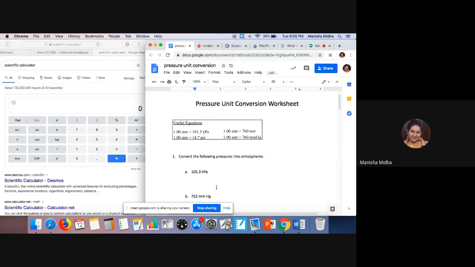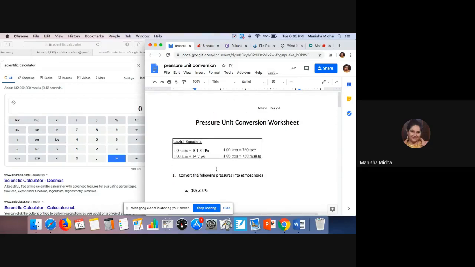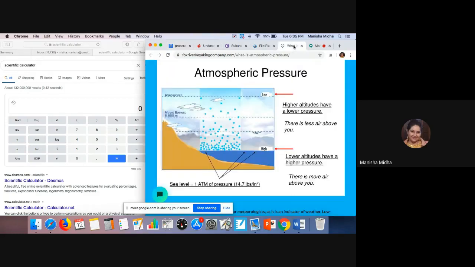I'll show you how to do that in a minute, but I want to just talk about the word pressure. What does it mean and how does it relate to our real life? So here I want to talk about ATM, also known as atmospheric pressure. It comes from the word atmosphere.